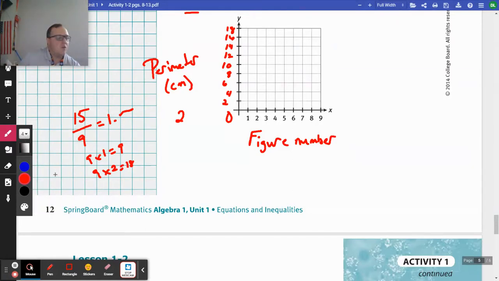So I'm going to graph this looking at number 18. I have 1, 3. That goes there. 2, 5. That goes there. 3, 7. That goes there. 4, 9. That goes there. 5, 11. That goes there. 6, 13. That goes there. And 7, 15 goes there.